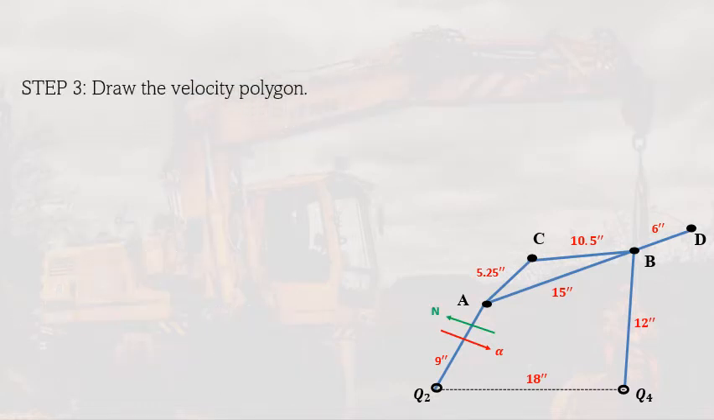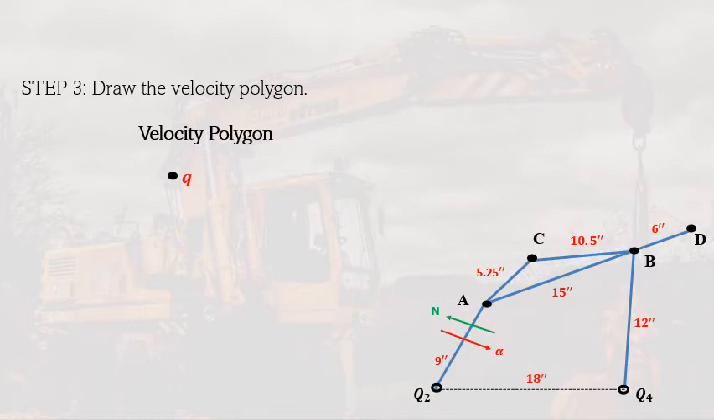Step 3 is to draw the velocity polygon. This is why mastery of the fourth method of velocity analysis is very important and critical in this topic, because we will have to draw the velocity polygon for us to get the value of the relative velocities. The velocity polygon can be drawn by first selecting a pole Q.